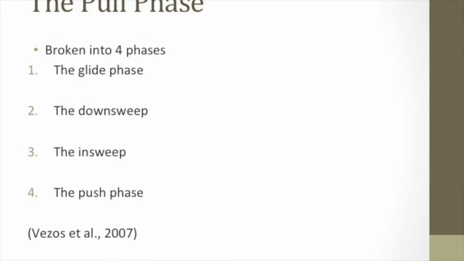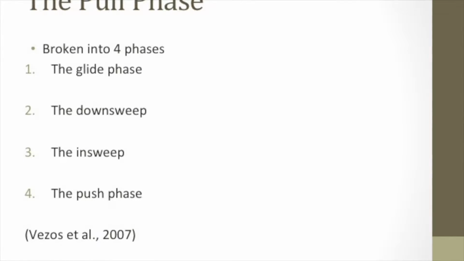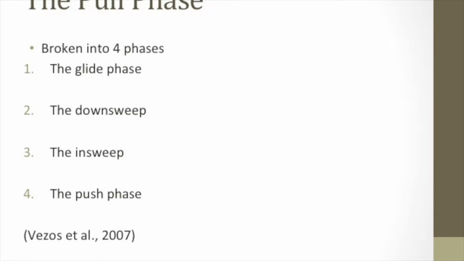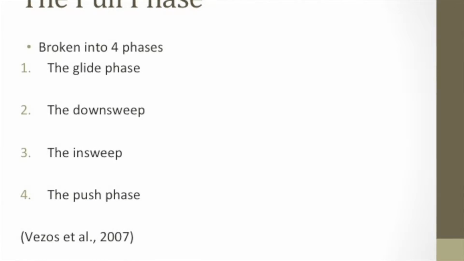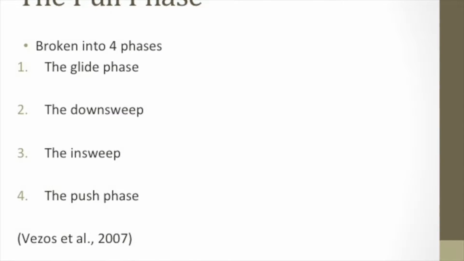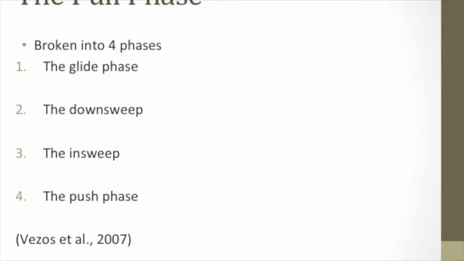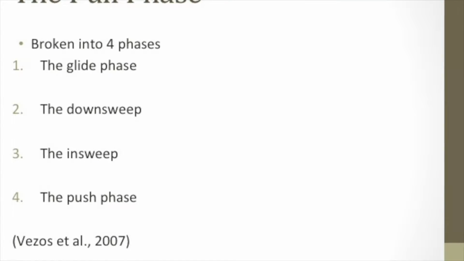The entire pull phase of freestyle can be broken down into 4 smaller phases. The glide phase, which can be defined as when the hand enters the water to the beginning of its backward movement. The second phase, known as the down sweep, starts at the end of the glide phase to the most lateral position of the hand in the transverse axis. After this begins the in sweep, which starts at the end of the down sweep and finishes at the most medial position of the hand in the same axis.